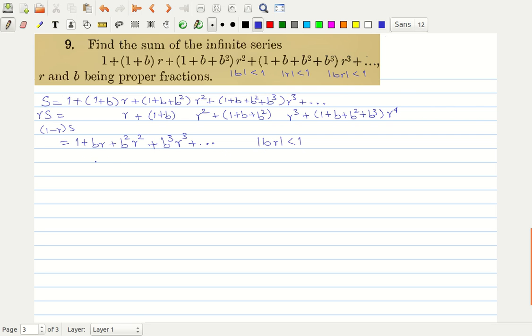Now the sum of this geometric series would be: (1 minus r) times S is going to be equal to 1 divided by 1 minus common ratio, which is b r, and therefore this implies that S is going to be 1 divided by (1 minus b r) times (1 minus r).